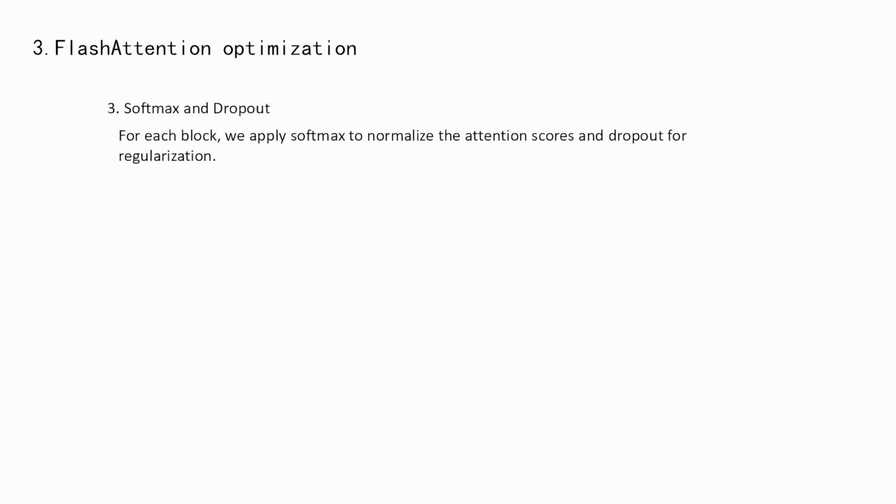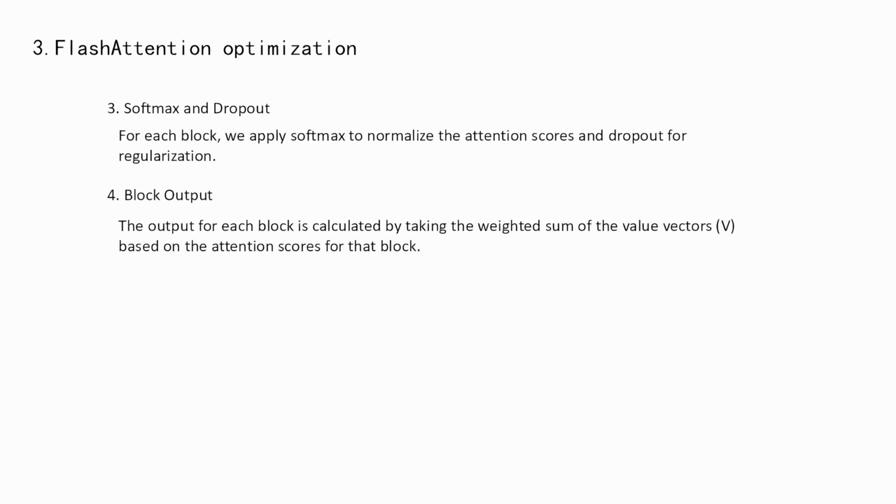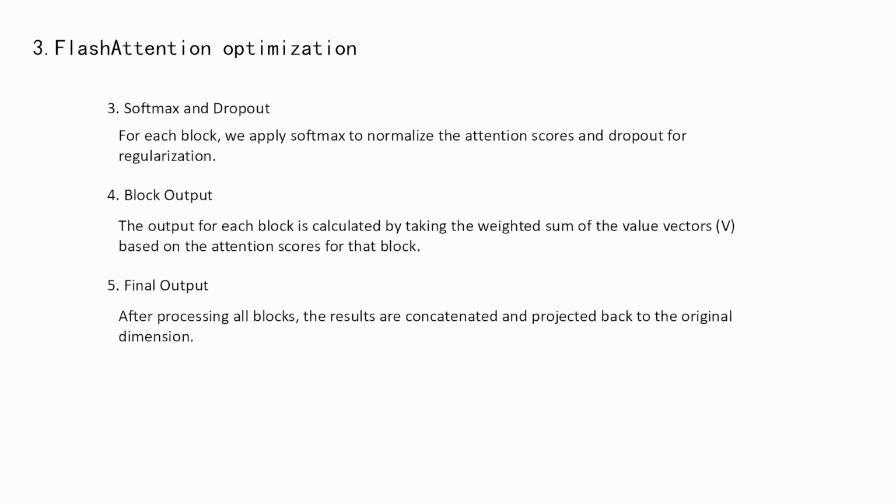3. Softmax and dropout. For each block, we apply softmax to normalize the attention scores and dropout for regularization. 4. Block output. The output for each block is calculated by taking the weighted sum of the value vectors based on the attention scores for that block. 5. Final output. After processing all blocks, the results are concatenated and projected back to the original dimension.